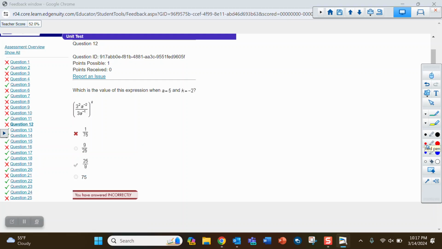Question 12 wants us to evaluate. K is -2 and A is 5. So 3 squared, 5 to the -2nd over 3, 5 to the negative first, and it's all being raised to the negative second because k is negative 2. So let's do some simplifying.